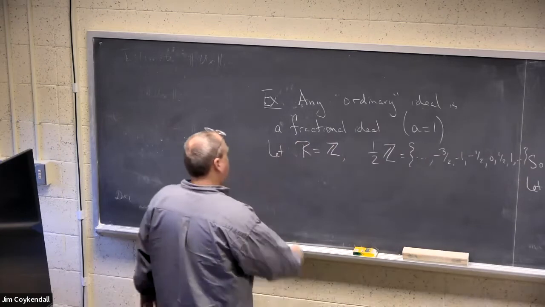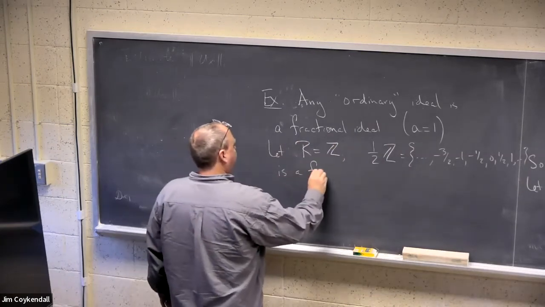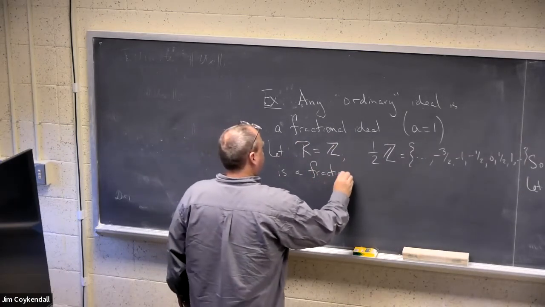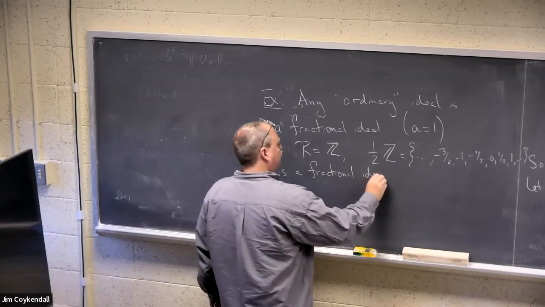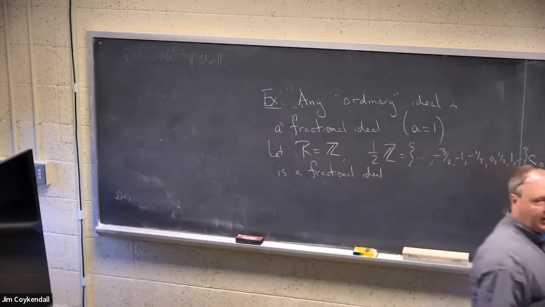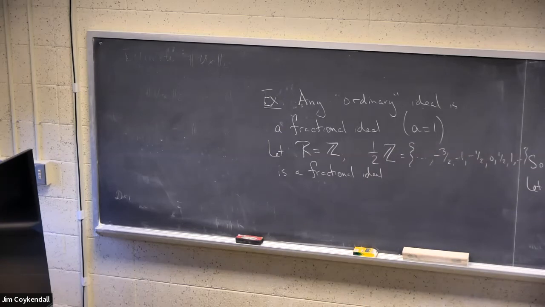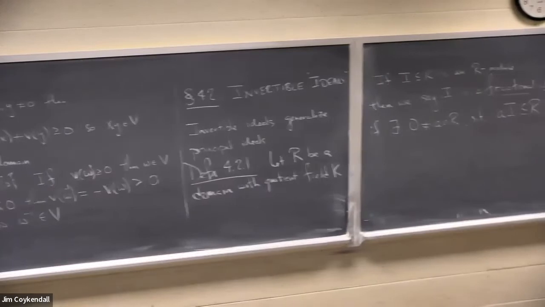Is a fractional ideal. I think we could all agree that this is contained in the rational numbers, that it is closed under addition and multiplication by elements of Z, right? This one, though, is not an ordinary ideal, because it's not contained in Z.